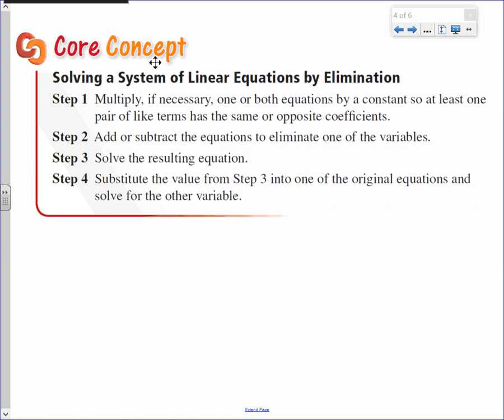Step one is multiply, if necessary, one or both equations by a constant. When I say a constant, that's just a fancy word for a number. A number without a variable. So, step one is multiply, if necessary, one or both equations by a constant, so at least one pair of like terms has the same or opposite coefficients.